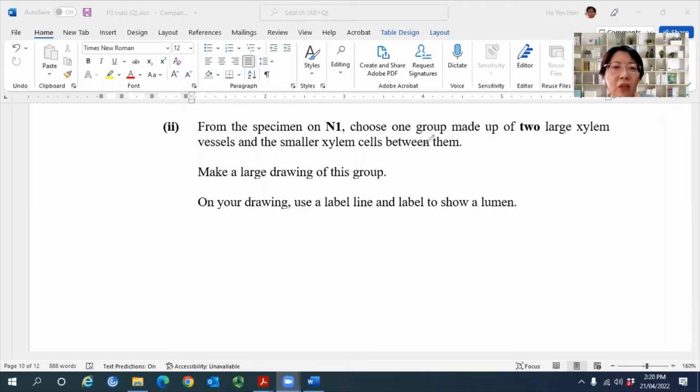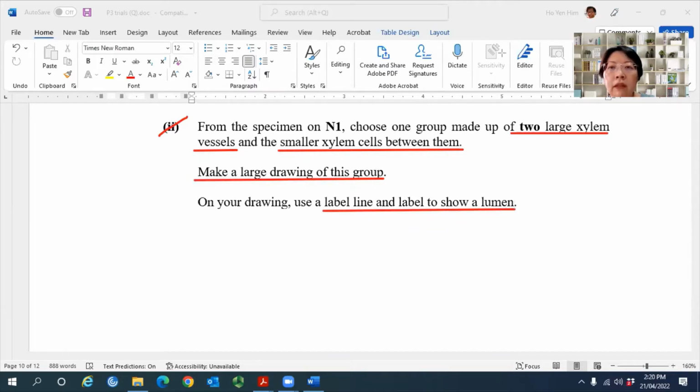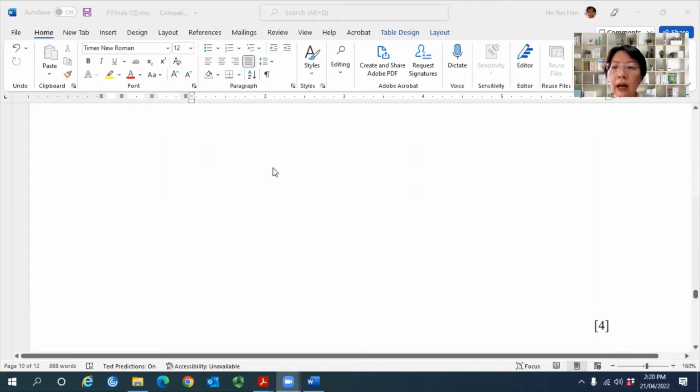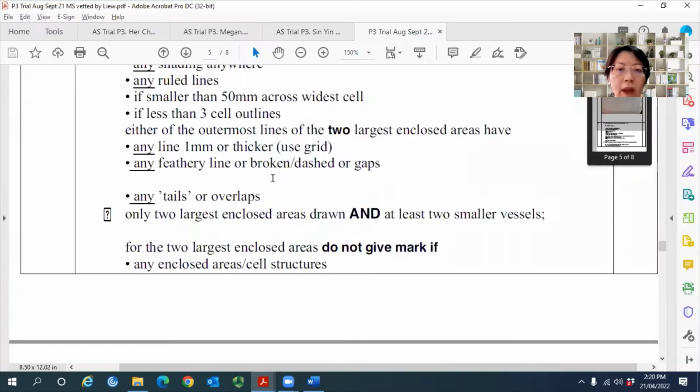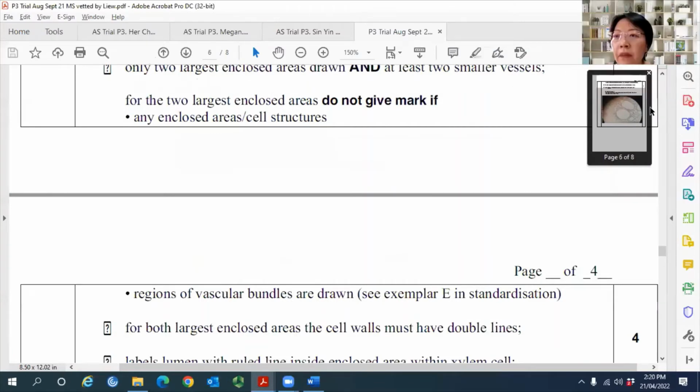Okay, so in this question, you need to choose two groups of large xylem vessels and also the smaller xylem cells between them, and you need to make a large drawing of this entire structure. And after that, you need to use a label line label to show the lumen. So this is a how many mark? 4 mark question. So let's look at example of the diagram that we've taken from the slide first, okay?